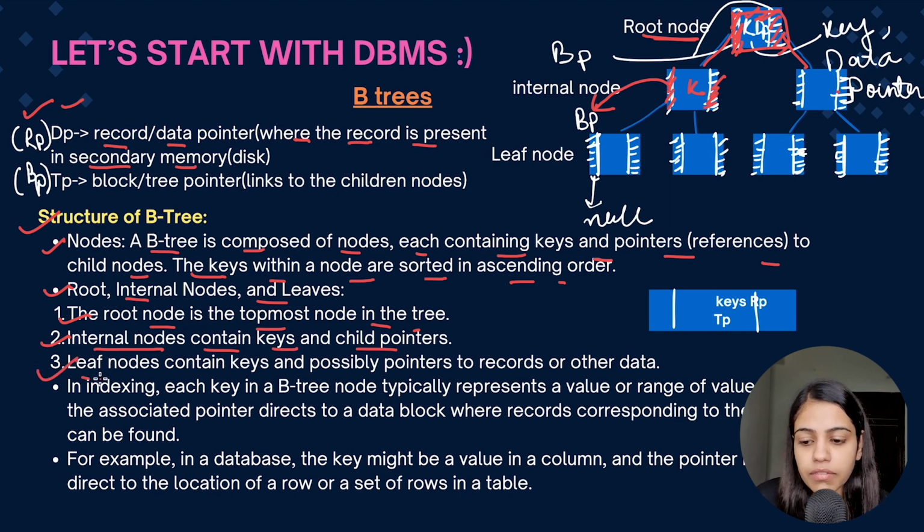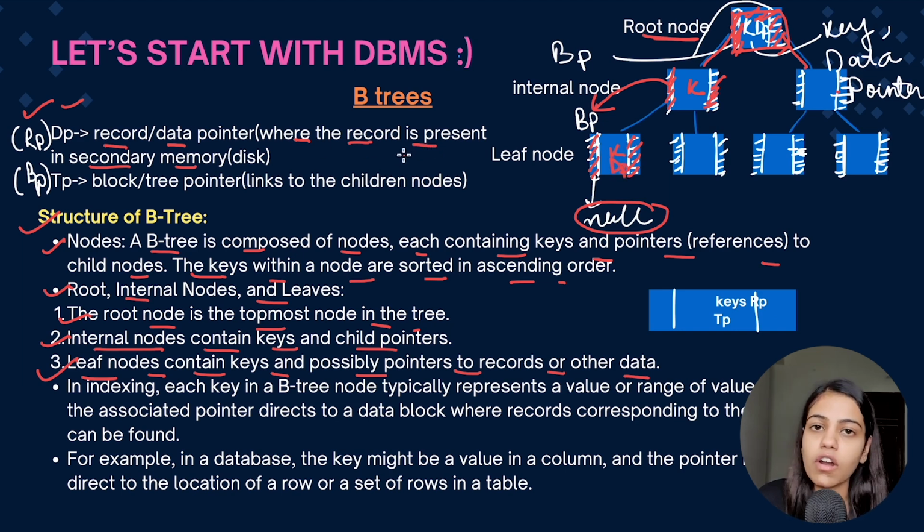Now coming to the third one, the leaf node. A leaf node contains keys and possibly pointers to the record or other data. So this leaf node also contains keys and block pointers, and when there are no further nodes, these block pointers point to null. So these are the keys present here, and they point to null. Along with the keys, we have a data pointer which tells us where the record is present in our secondary memory, or you can say disk.